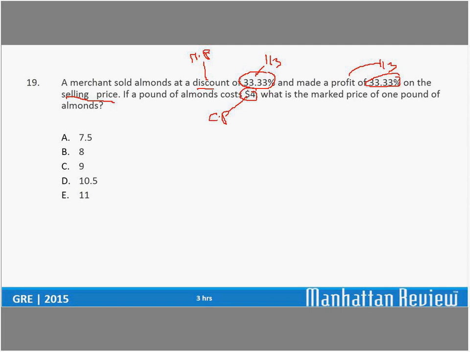Okay, cost price, yes. What is the market price? What is the market price of 1 pound of almonds, is the question. So in addition, though there are percentages or fractions, there is a definite value which is $4. And in the choices also you could see all are definite values.